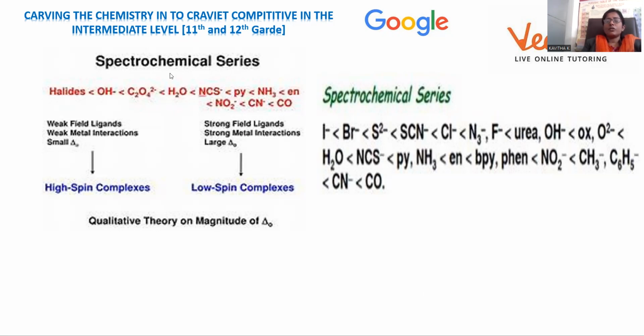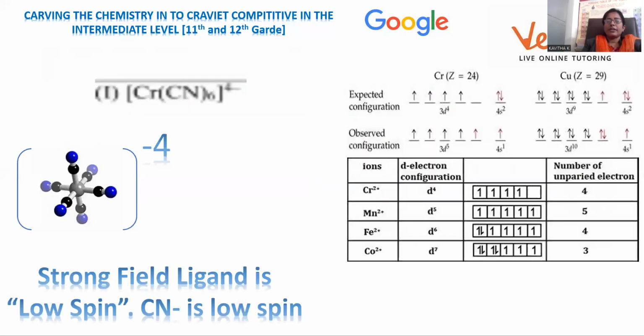Okay, so this is about the spectrochemical series, arranging all the ligands according to their strength. The increasing order of their strength is said to be the spectrochemical series. Fine. So here, let's see one by one.